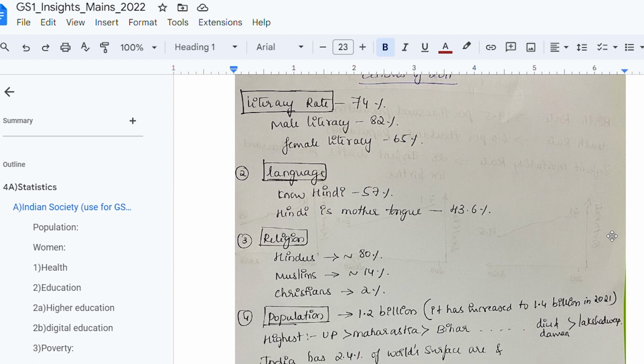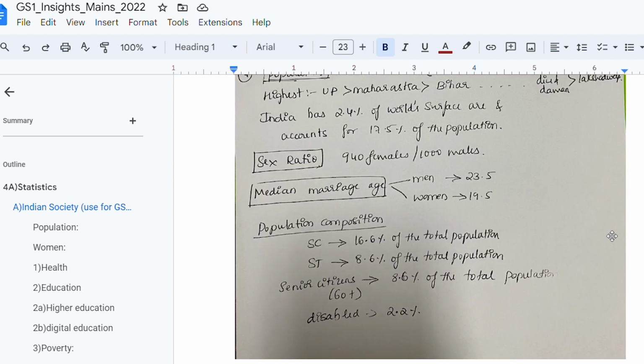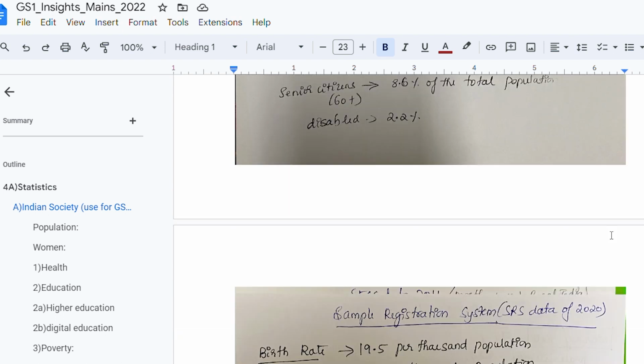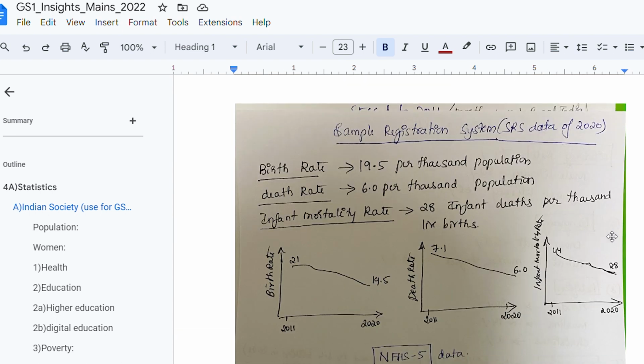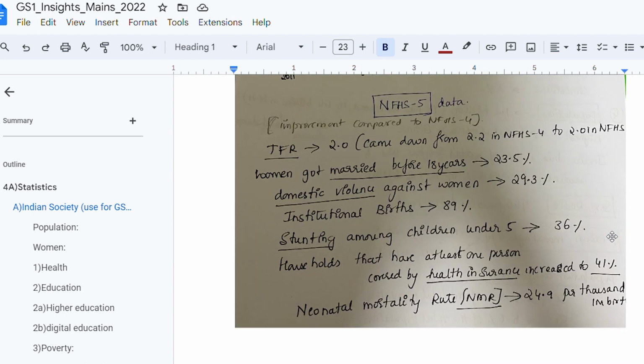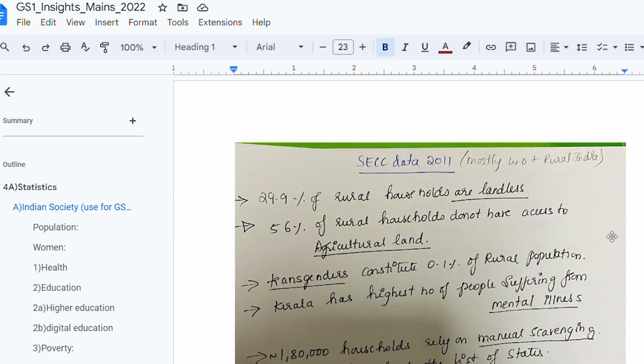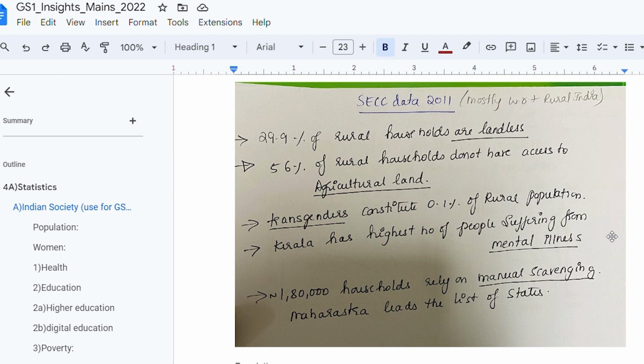You can also use data from the Socio-Economic Caste Census. There is also the Sample Registration Survey data. So basically you download these documents and jot down the data for different things, like what is the percentage of SCs in our country, what is the percentage of transgenders, what is the birth rate, what is the death rate, what is the sex ratio, what is the population, which state has the highest population.